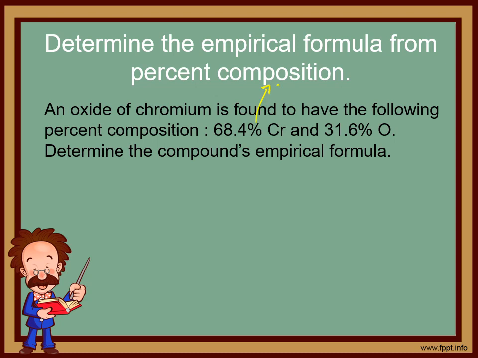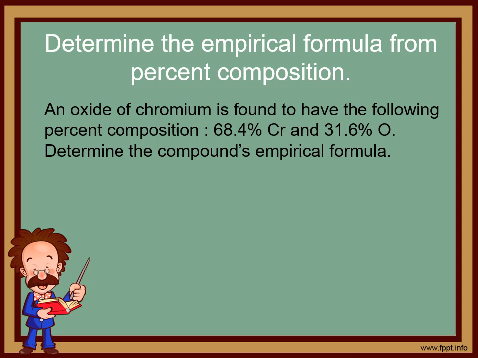Convert your percents to grams. Turn your grams into moles. And then divide by the smallest of those mole numbers to get a whole number ratio, and that will be your empirical formula. Do this one in Edpuzzle.